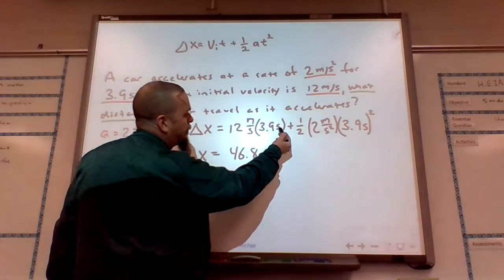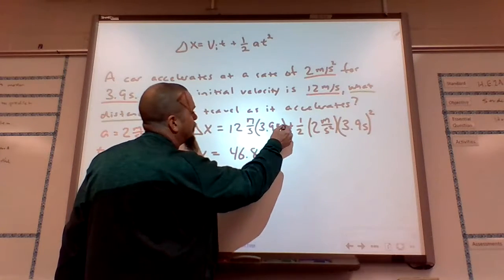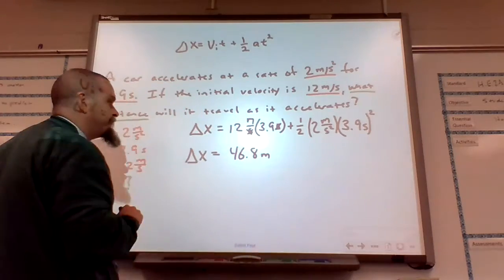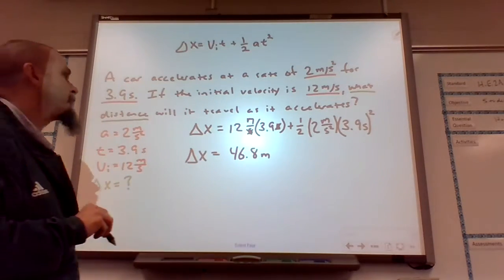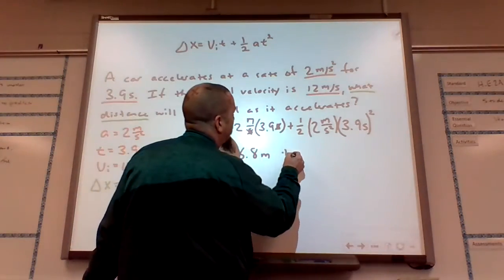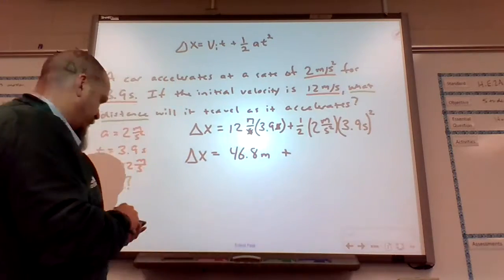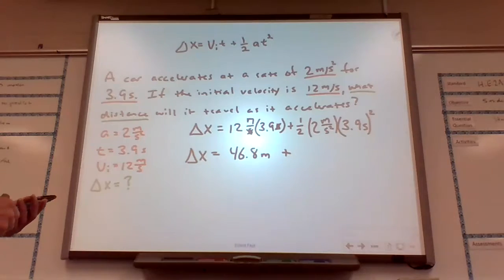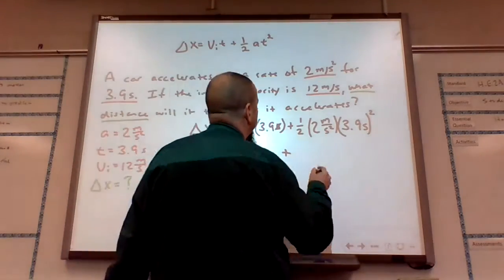I have seconds in the numerator, I have seconds in the denominator, so those seconds will cancel out, leaving me with nothing but meters. Over here, it's 1/2 times 2 times 3.9. That's 3.9.